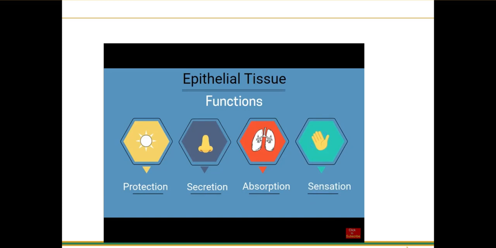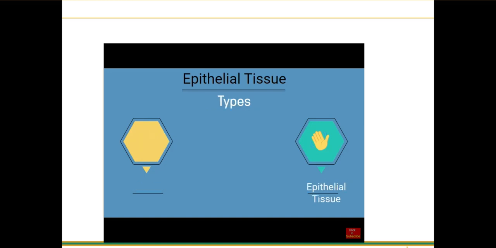Epithelial tissues are divided into several different types and are classified by both their shape and the number of layers. First up, you have squamous. Squamous cells are like pancakes. Their width is greater than their height. You will find these in the lungs and the blood vessels.